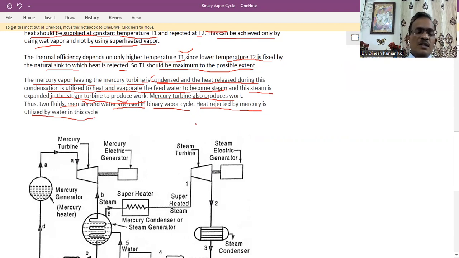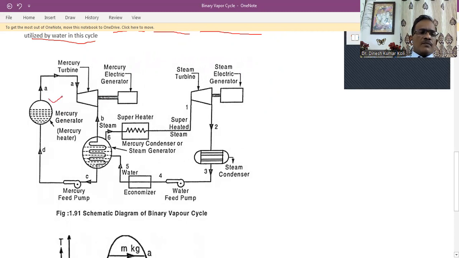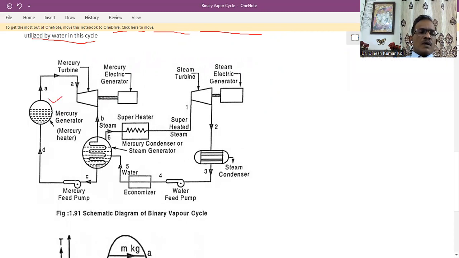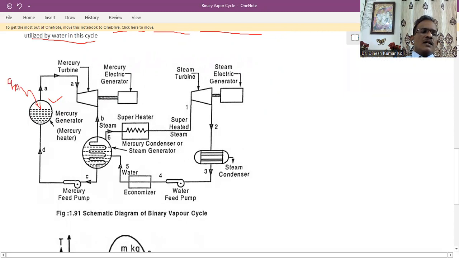Now with the help of this schematic diagram, it will be more clear to you. So here you can see a schematic diagram. The two cycles are shown here. First we will discuss the mercury cycle. Here you can see this is the mercury generator. Mercury is there, but it is in liquid form. Here the heat is added in this mercury boiler. Heat is added, that is we can say QA. QA amount of heat is added here.